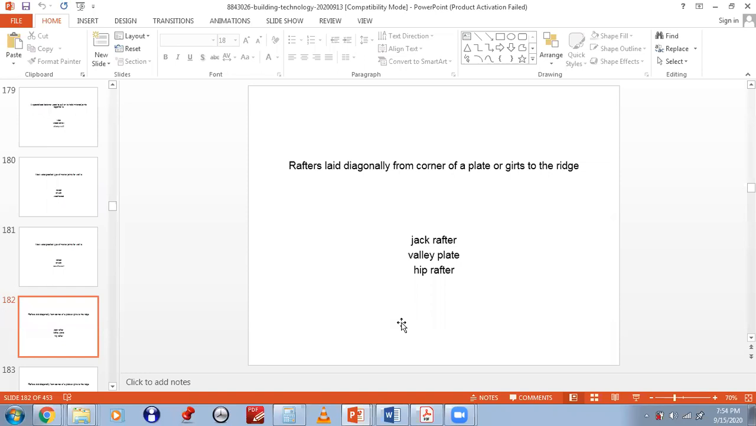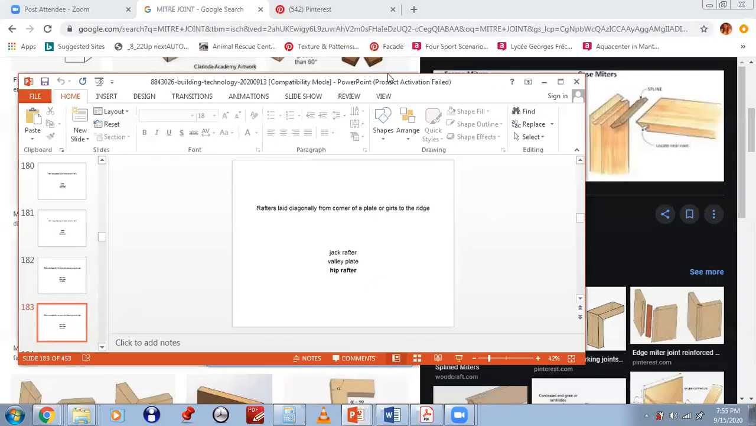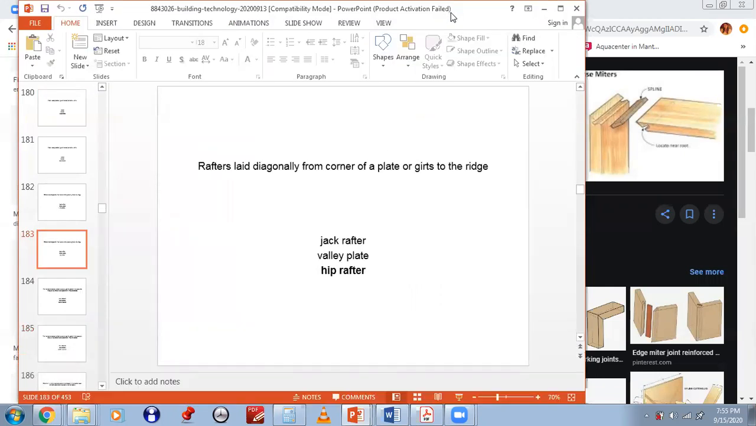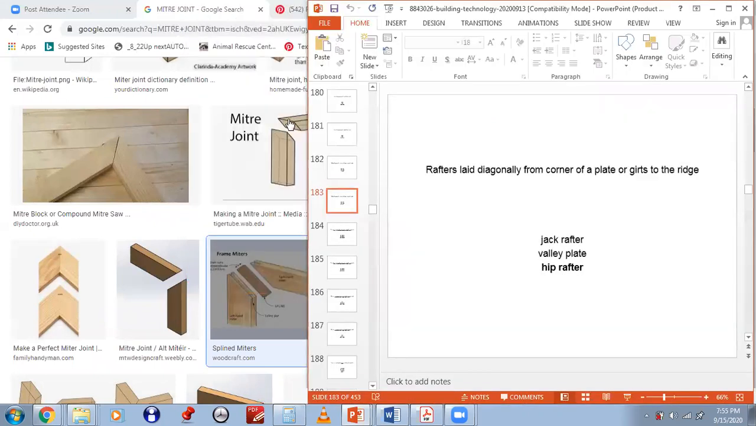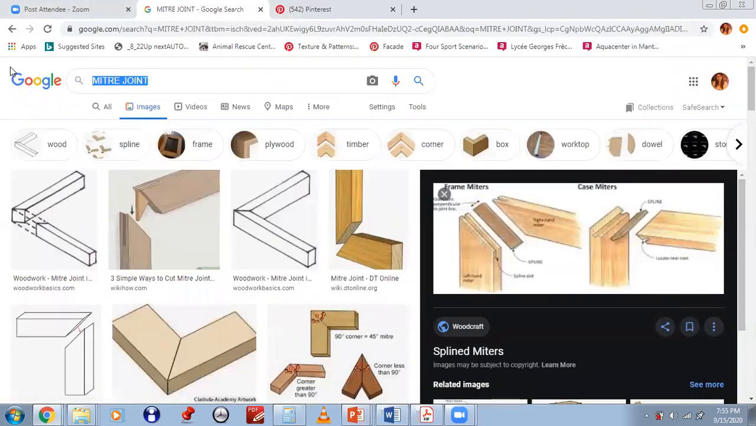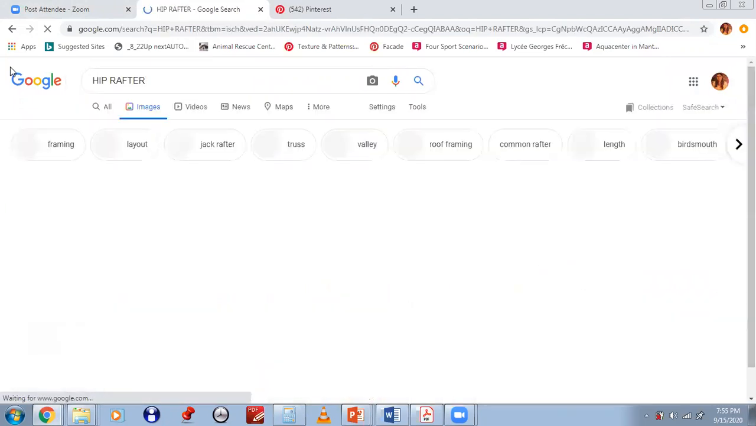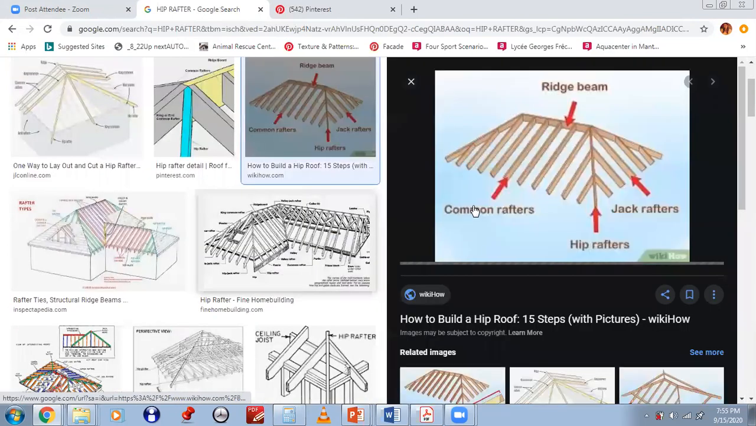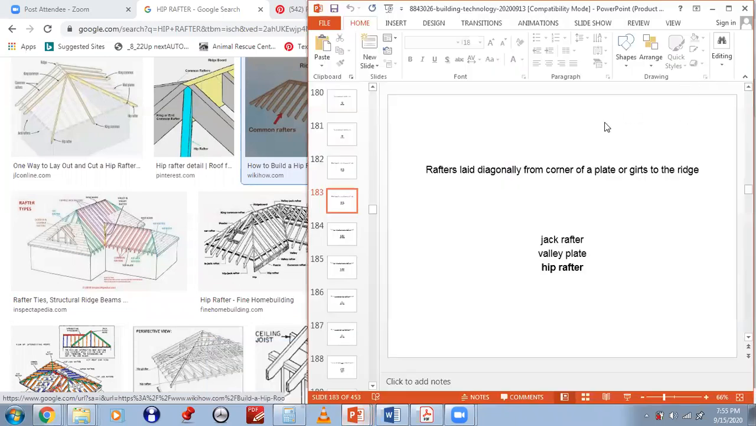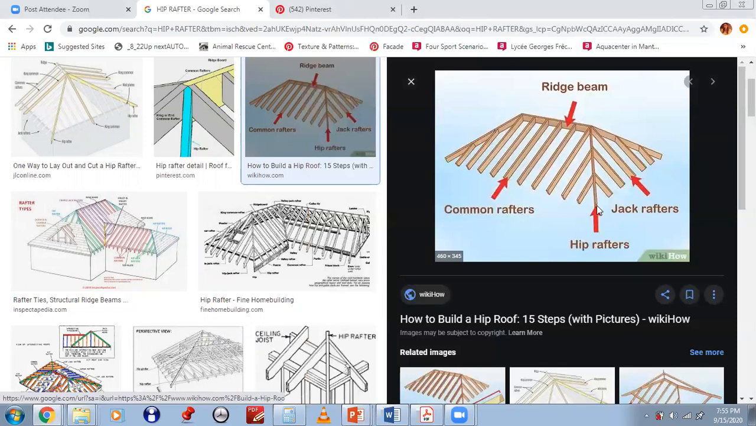The ridge. Hip rafter. How many of you know this? Yeah. Janeline also. So the question is, what are rafters laid diagonally from the corner of a plate to the ridge? This is the corner of the plate. This is laid diagonally, this one over here. It's called the hip rafter.